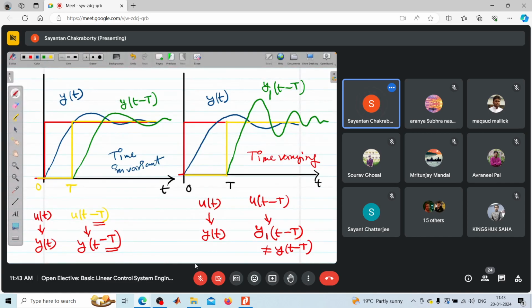Understood? How do you define a time invariant and time varying system? Yes, sir. How do you understand this? One of the major causes of a system being time varying is that it has a parameter that changes with respect to time. So depending upon at which time you're exciting the system, the output will depend on the value of that parameter at that particular instant of time. Okay.